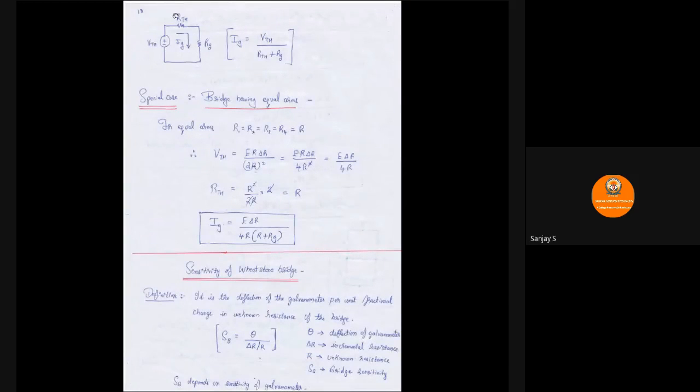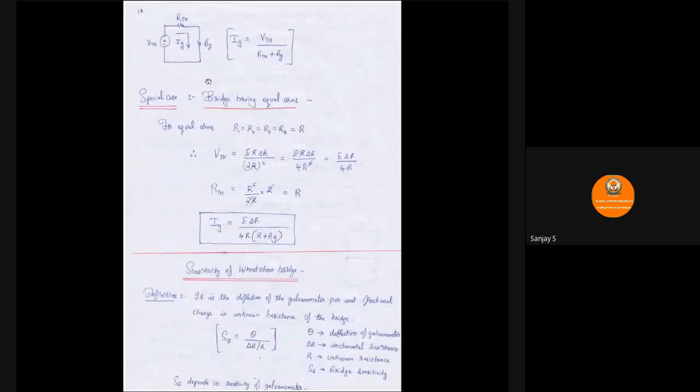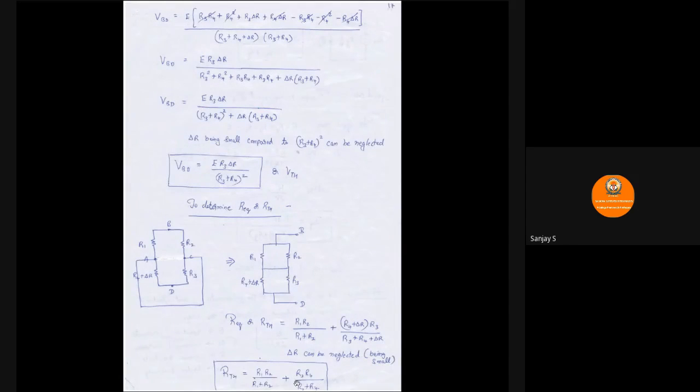So VTH, RTH, RG. Current flowing in this loop is nothing but IG, because current flowing through RG is IG. So IG is equal to, now it is becoming very easy, VTH by RTH plus RG, where RTH is this expression and this is your VTH. This ends the derivation: whenever the bridge is in unbalanced condition, the current flowing through the galvanometer is VTH by RTH plus RG, where we had the expressions for VTH and RTH.